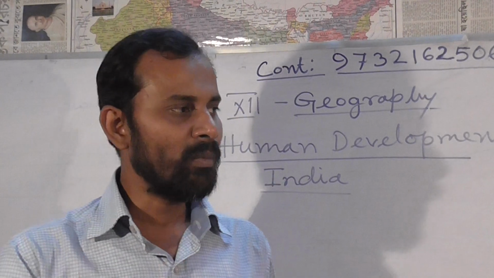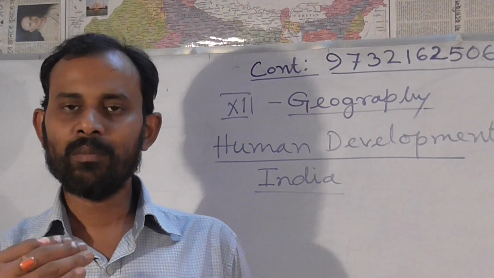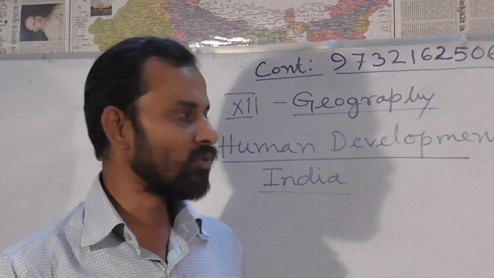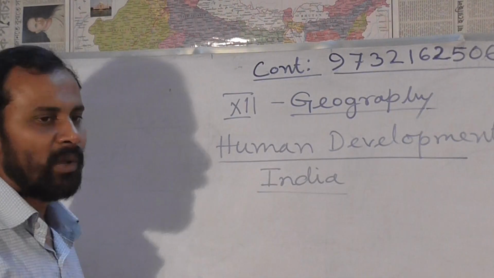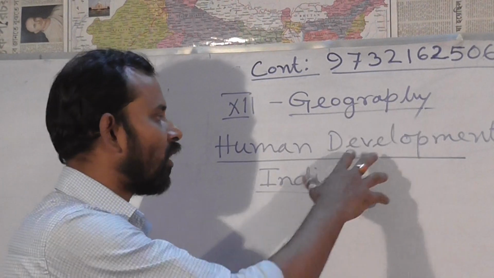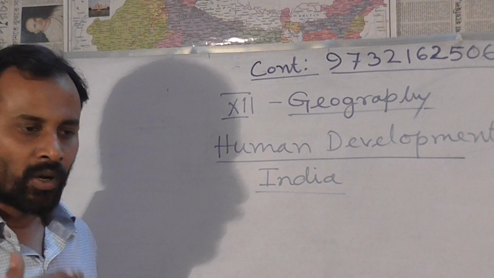Economic development means per capita income, that is the source of income of the people, that is concerned with economic development. Here we used to see the per capita income, GDP, etc. But in case of human development, we do not see such things. What do we give the emphasis on? In human development, we give emphasis on other things, the development of human-related things.